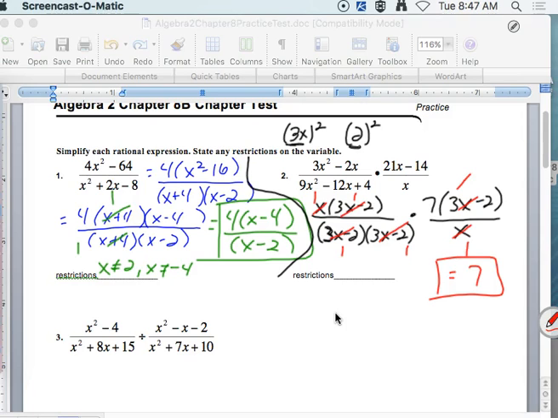Restrictions. 0. Yeah, 0 is bad. Got a 0 down here. Here comes the other one. That's 3x minus 2 equals 0. Add the 2, divided by 3, right? So x can't be 2/3.